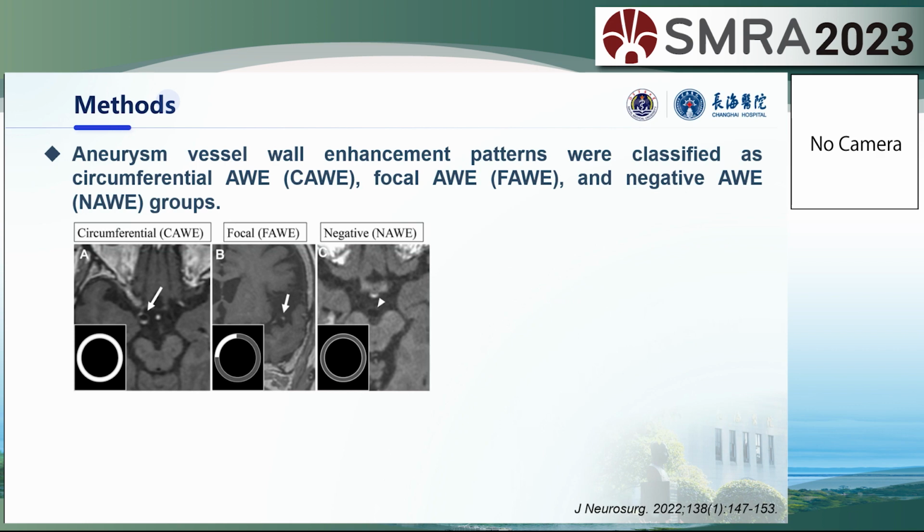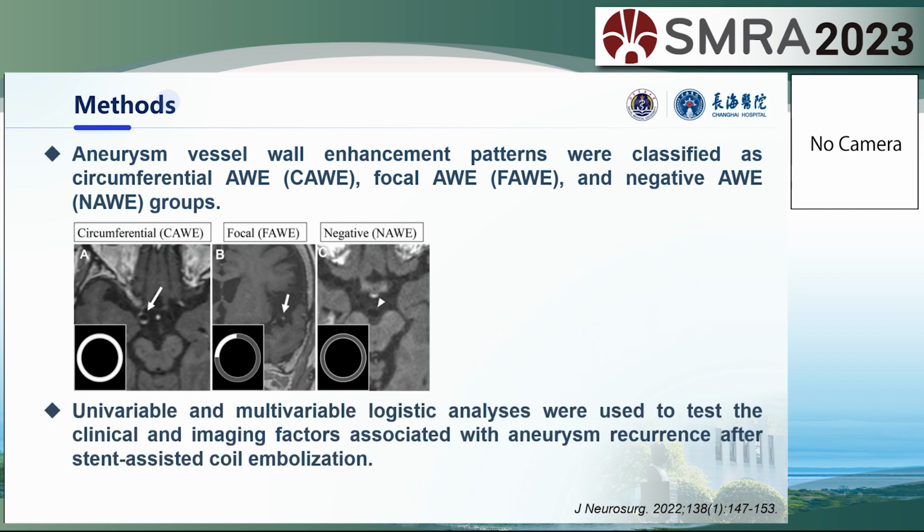For the aneurysm wall enhancement, we divided the enhancement pattern into 3 patterns, classified as circumferential AWE, focal AWE, and negative AWE. Univariable and multivariable logistic analysis were used to test the clinical and imaging factors associated with recurrence.